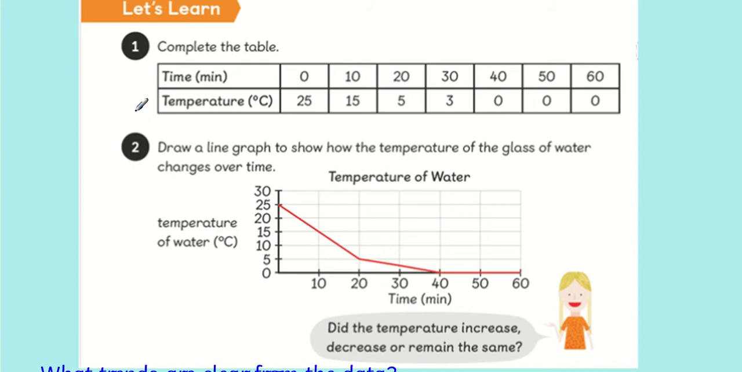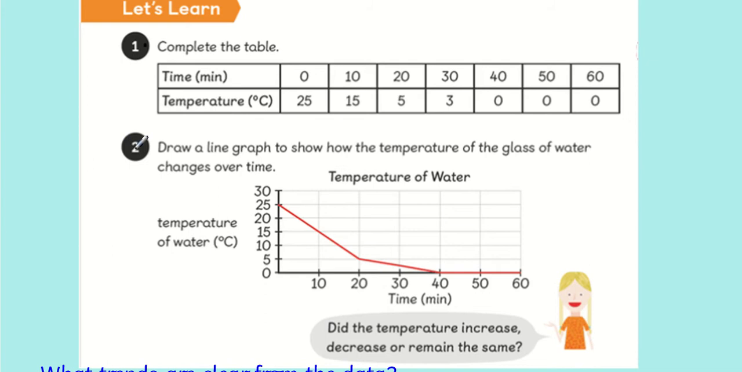Okay, perfect. So the first step, as we said before, is to complete the table. So they have very helpfully drawn out the table for us here. So after 0 minutes, so at the start, the temperature was 25 degrees. After 10 minutes, 15 degrees. After 20 minutes, it was 5 degrees. After 30 minutes, it was 3 degrees. And then from 40 minutes and onwards, it stayed at 0 degrees. Okay, so first step always is to draw out a table.